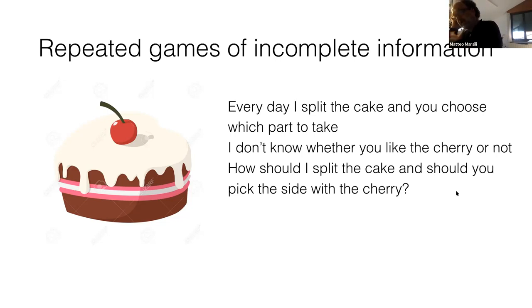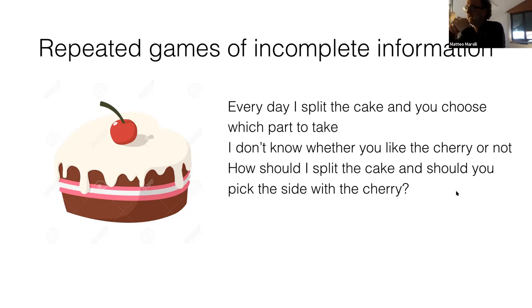Now, however, they are playing this game every time, and the issue is that if player two picks the smaller part of the cake with the cherry, he is revealing information to player one of how much he likes the cherry. And what is the consequence of this? The consequence is that tomorrow, the part of the cake with the cherry will be smaller. Do you get the point? The more player two reveals information on his true preferences, the more player one can exploit this to get a better payoff.